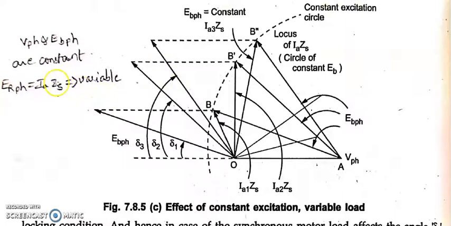So V phase is constant, EB phase is also constant. The only variable is IA into ZS, that is the resultant ER phase. You can see this is of this length, this is of this length, and this is of this length. So the magnitude of this ER phase is continuously changing. As I am increasing the load, the ER phase is also increasing. If I draw a circle at the locus of the IZS, I would get it like this. The dotted line, whatever is shown, is called what? Constant excitation circle. Remember, E phase and V phase are constant here. Only one variable is your ER phase.